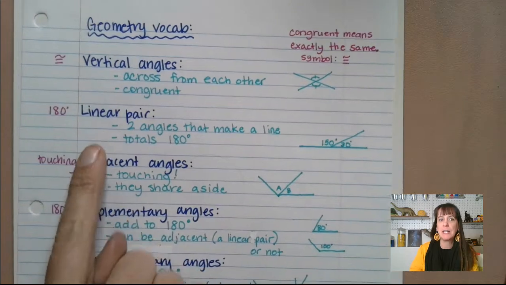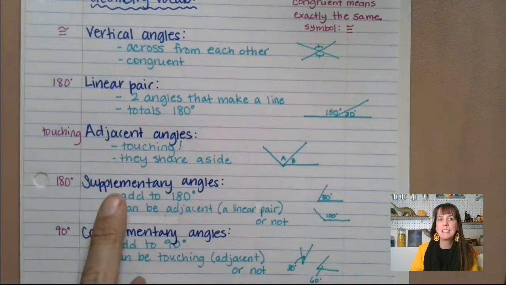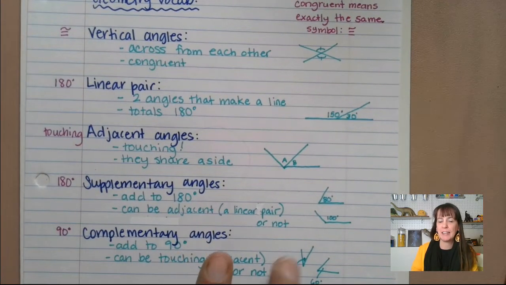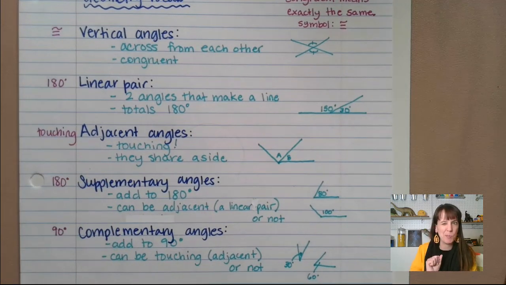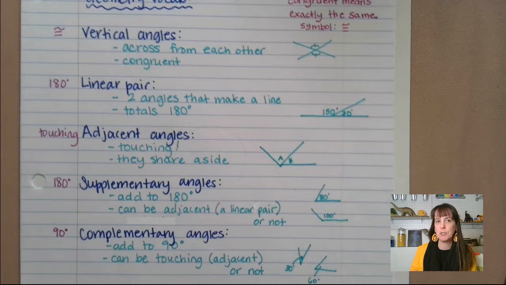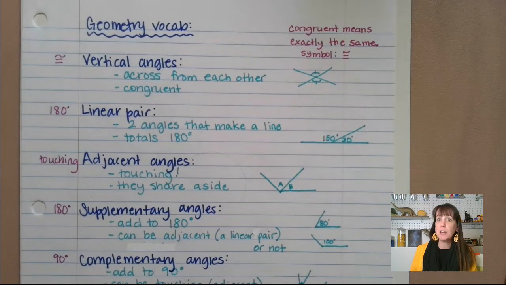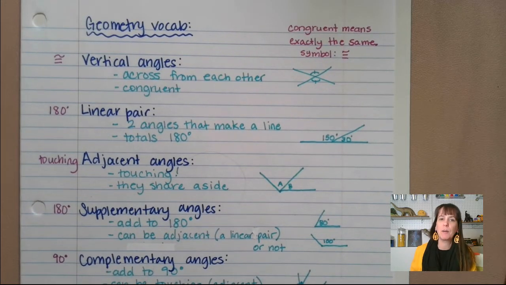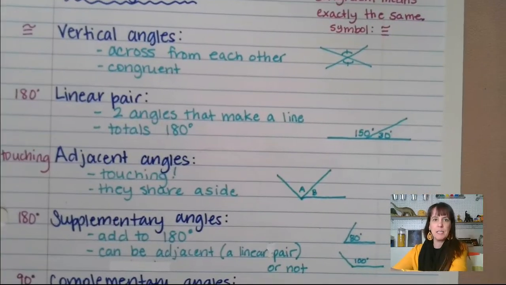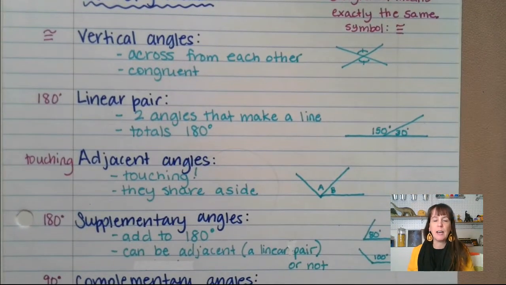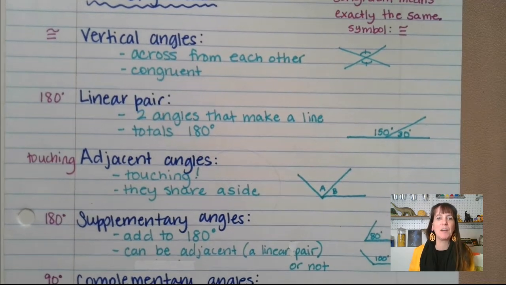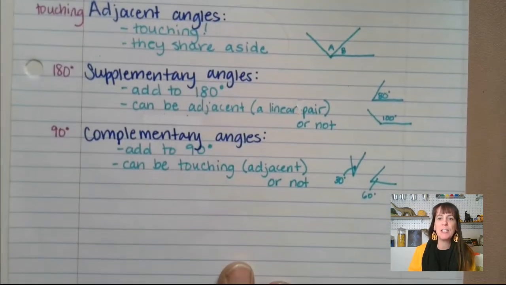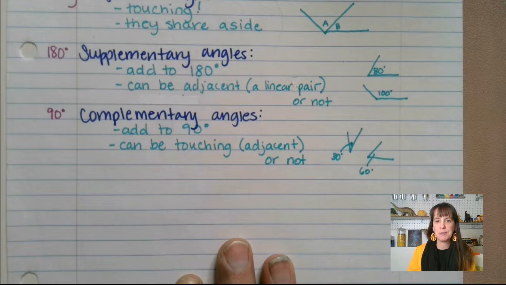Vertical angles, linear pair, adjacent angles, supplementary angles, complementary angles. I've given you a quick notation here on how you can remember it, and then I've given you some examples. So you may want to pause the video, write these down if you have not already done that. Let me get in here a little bit deeper. Write these down, and then we will jump right in. So pause the video if you need to and write those down.